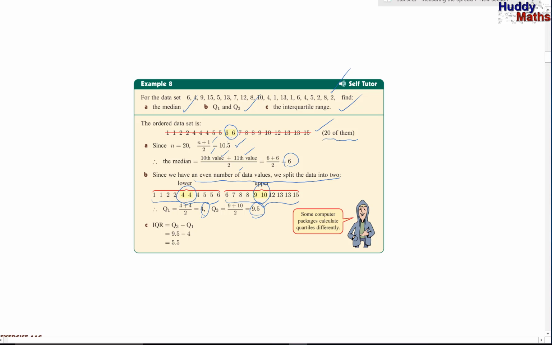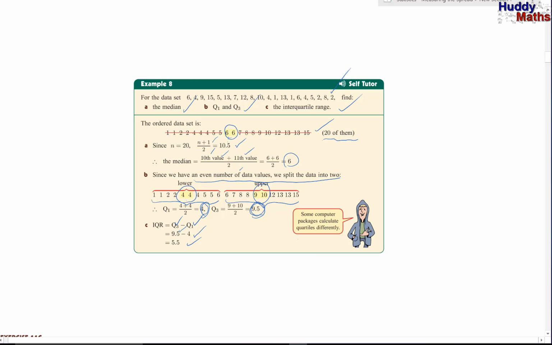Same idea. So the idea here is to split the data set into an upper and lower half, and then find the median of the lower half and the median of the upper half. And that's going to split it effectively into quartiles, isn't it? So the bottom quarter is below 4, the upper quarter is above 9.5. 9.5 take 4 is 5.5. So the interquartile range is 5.5.